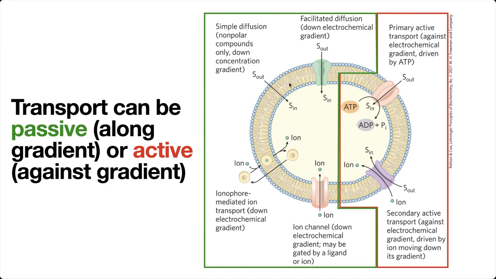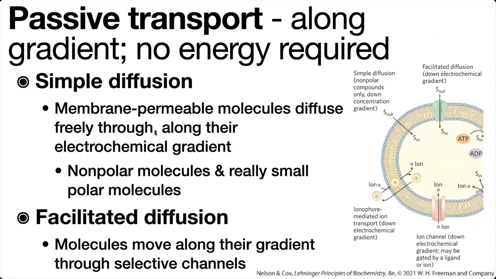Some molecules are small enough and nonpolar enough that they can just sneak through. An example is our steroid hormones, as well as even water because it's small enough. But not small things like ions, those aren't going to go through because they're too charged. Those small molecules that can just sneak through, we call that simple diffusion.